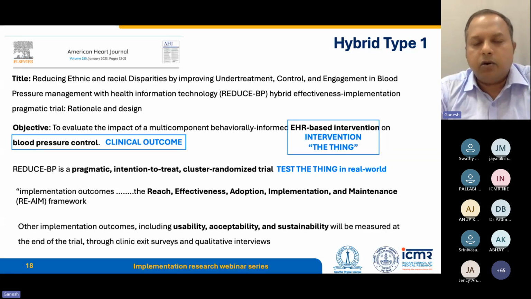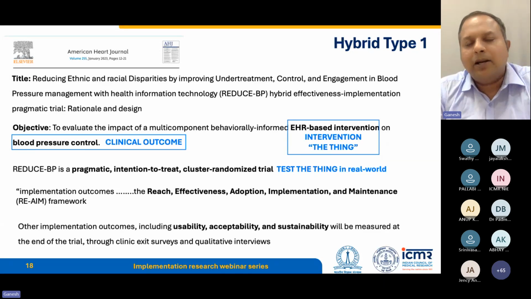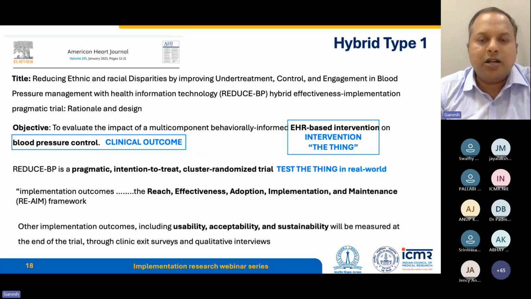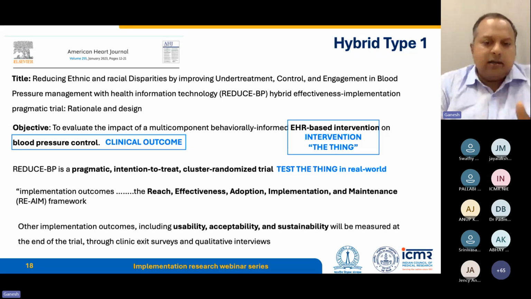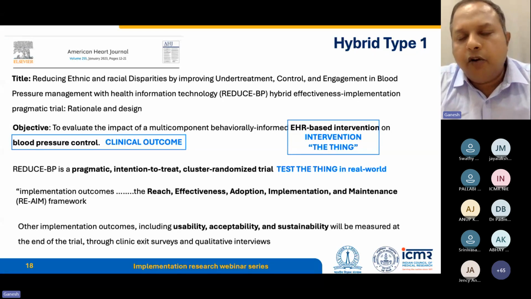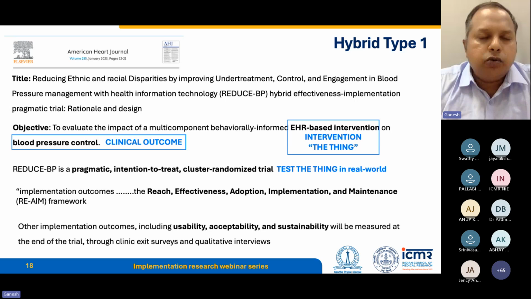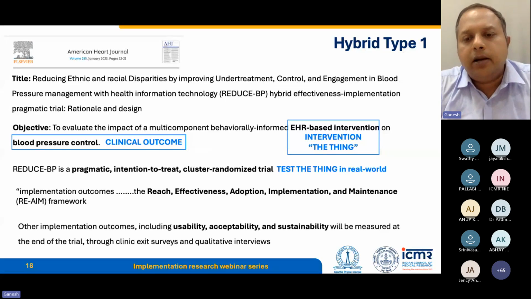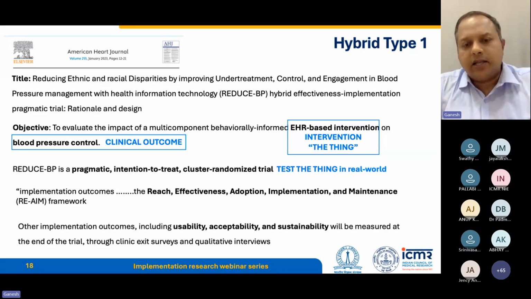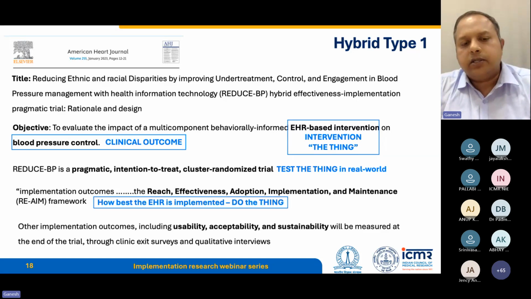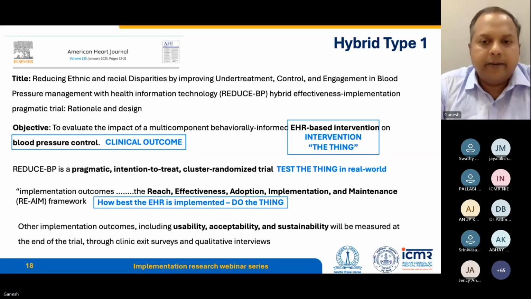Other implementation outcomes this study is also trying to measure are the usability, acceptability, and sustainability of this digital health tool. For example, we are introducing an app to a clinic. When we are introducing a smartphone-based app, what is the usability, acceptability, and sustainability of that? That also we will be measuring, but these are all secondary. What we are actually trying to do is see how best the EHR is implemented. We are doing the thing, and we are trying to gather the information on that.